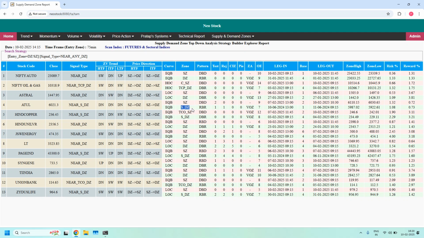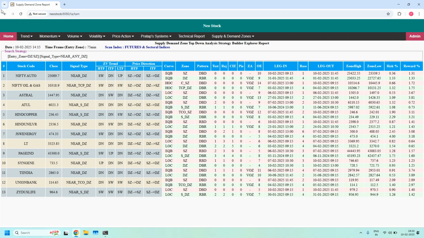Okay, Atul is having a daily high liquidity. Atul is having 75 minutes high liquidity demand zone. Next, Hindustan Copper is having a high liquidity demand zone. Next, Page Industries is having a high liquidity 75 minutes demand zone, and Zydus Life is having a high liquidity 75 minutes demand zone. We identified 4 high liquidity, high priority 75 minutes demand zones from this list.